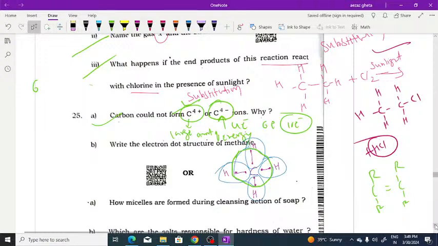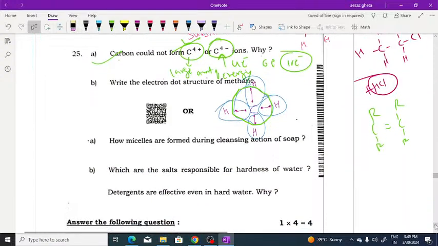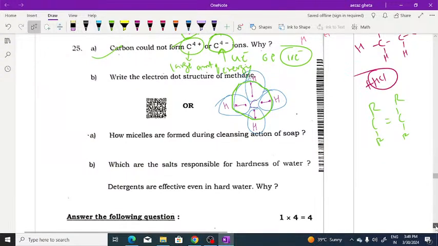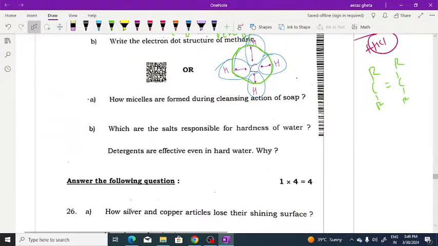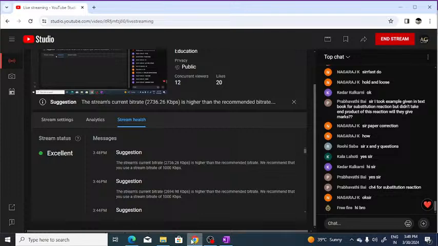In substitution reaction, they gave clearly the methane, right? And here it is ethane, right? There it was methane, but you should remove one hydrogen and one chlorine, you should fix it. We can't say, but I pray you should get a mark. Prabhavati, it was given in textbook methane, but here it is ethane.